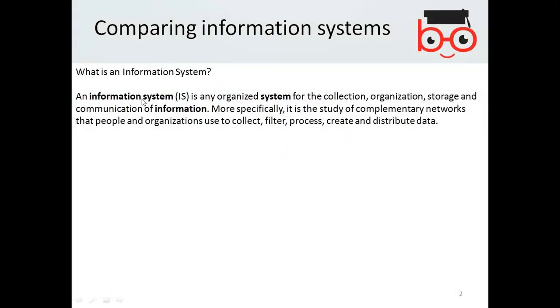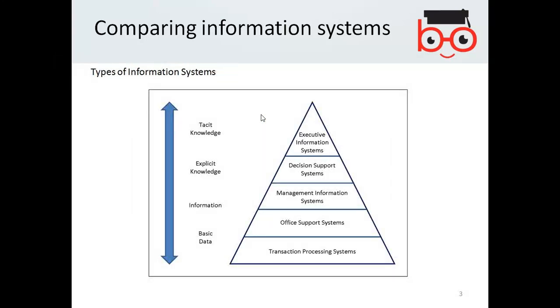what is an information system. An information system is any organized system for the collection, organization, storage and communication of information. More specifically, it is the study of complementary networks that people and organizations use to collect, filter, process, create, distribute the data. So the definition is very much clear and simple.